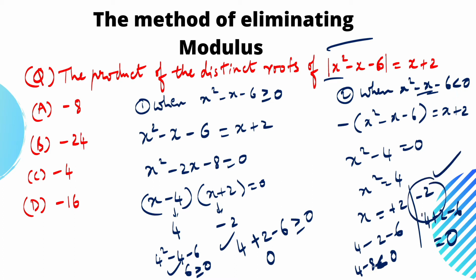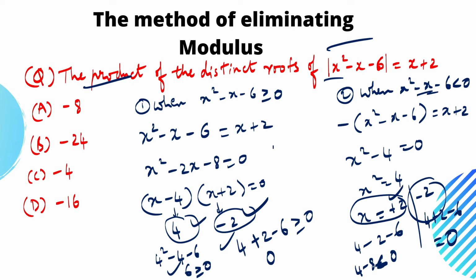Hence what is satisfying? +2 is satisfying, −2 is satisfying, and 4 is satisfying. So these three are distinct roots, but here we are asked to find the product. So what is the product of 4, −2 and 2? 4 × (−2) × 2, so −16 is our answer.